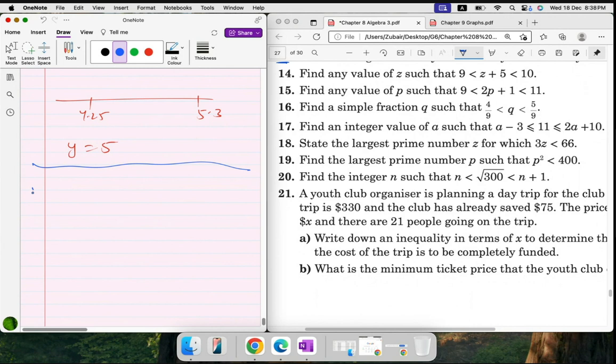Number 14. Find any value of z such that 9 is less than z plus 5 is less than 10. Again, this is an easy inequality. I'm just subtracting 5 from all of these. So 9 minus 5 is 4. This is only z then, and this is 5. So find any value of z such that this. There's no restriction that it should be an integer or anything. So between 4 and 5, any value, let's say 4.3.